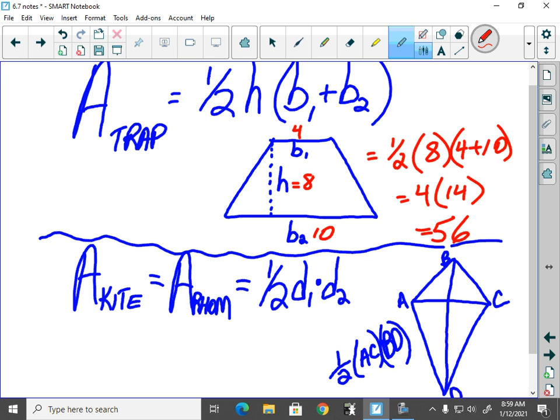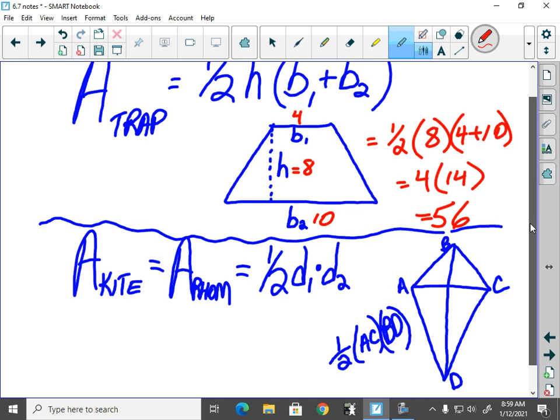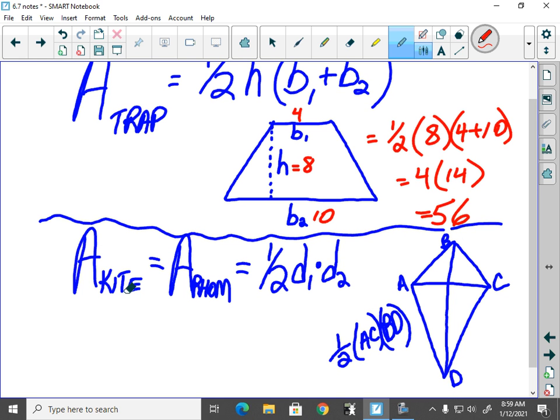Okay, next, area of a kite. Area of a kite is the same as the area of a rhombus. It's a 2-for-1 special. So all you have to do, D1 stands for diagonal, D2 stands for diagonal. I always choose diagonal 1 is the shortest diagonal, and diagonal 2 is the longest diagonal.